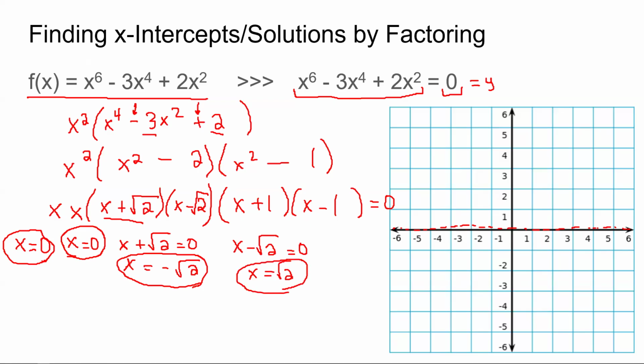How many are we looking for? Remember, the highest power right there, the degree of the polynomial, tells us how many we can have. I've already got 4, and I've still got 2 more back here, so it looks like we're right on track to get all 6 of them.